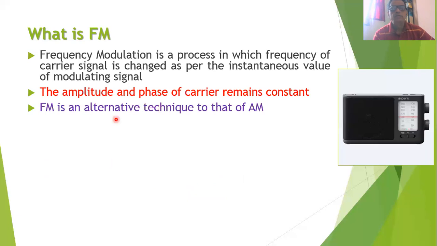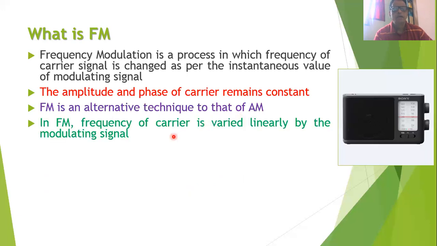So you can say that frequency modulation or FM is an alternative technique to that of AM. Some of the limitations of AM can be overcome in FM. You will find that in FM, the frequency of the carrier is varied linearly, and this variation is in accordance with the amplitude of the modulating signal.